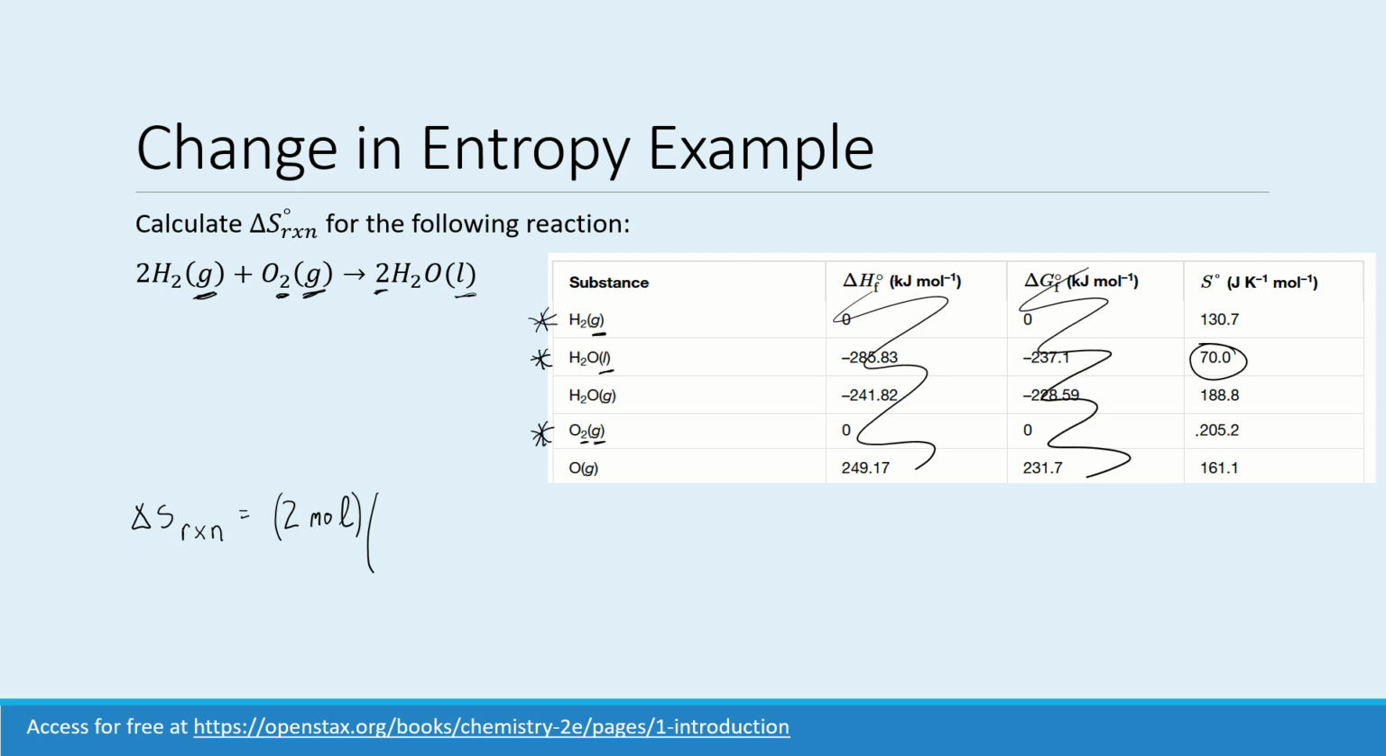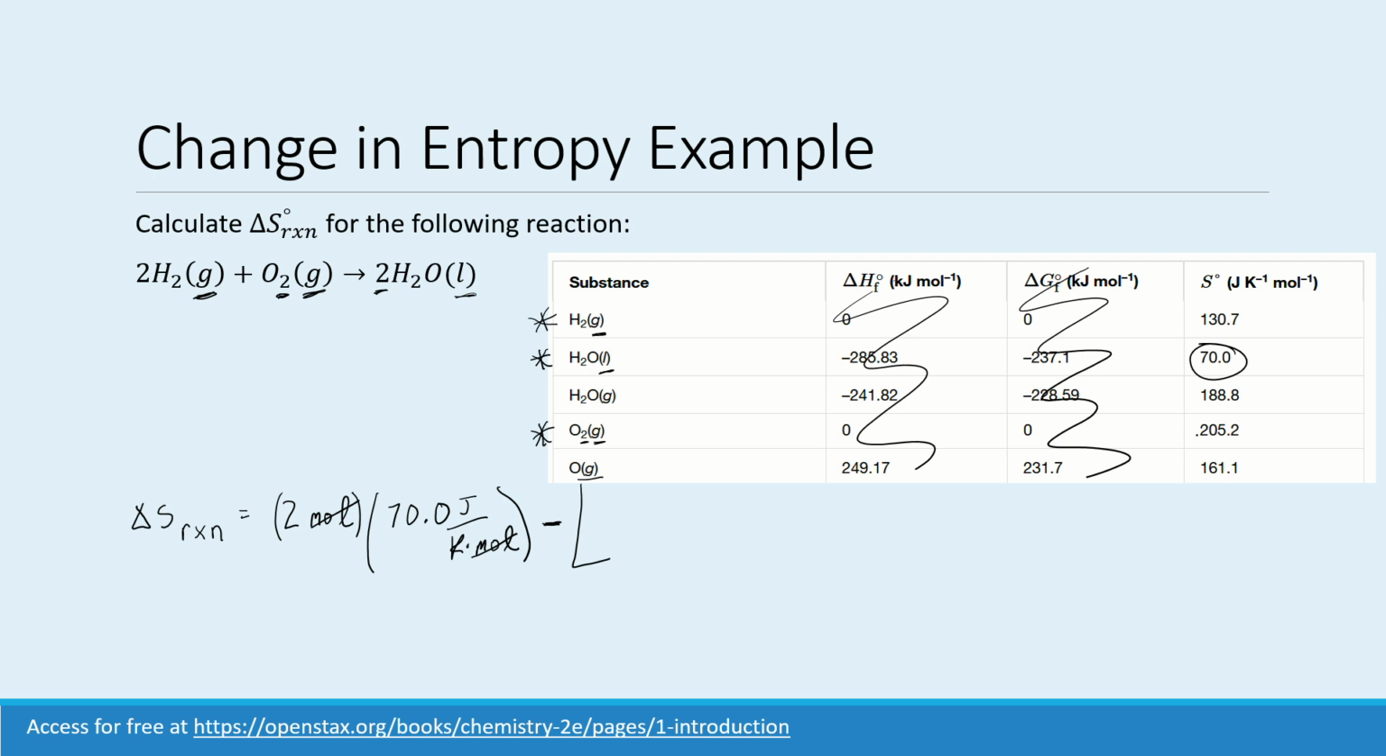Okay, so of course we're focused on that third column. We don't care about the first 2 yet. We'll do that in the next section. So standard molar entropy is 70.0. And that is joules per Kelvin times mole. Okay, and so the moles will cancel out, and so we're left with joules per Kelvin. Now that's the only product that you have, so now we can subtract out the reactants.